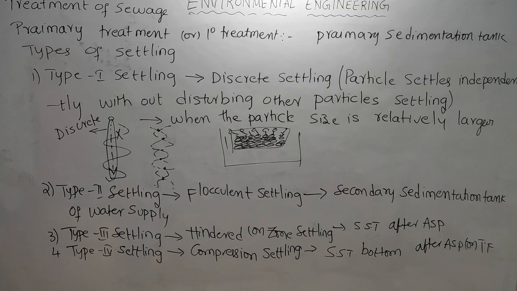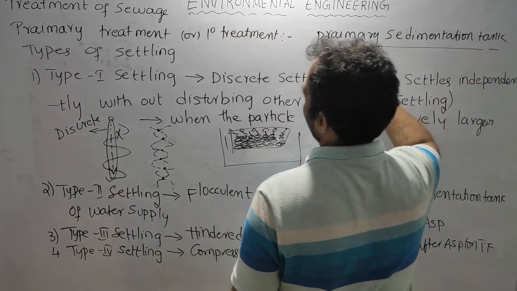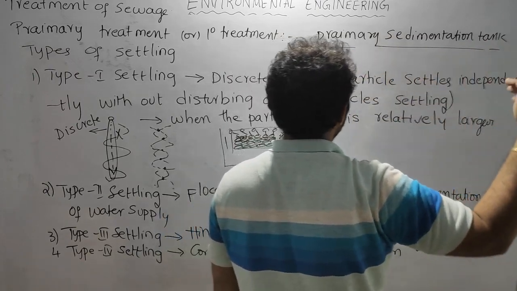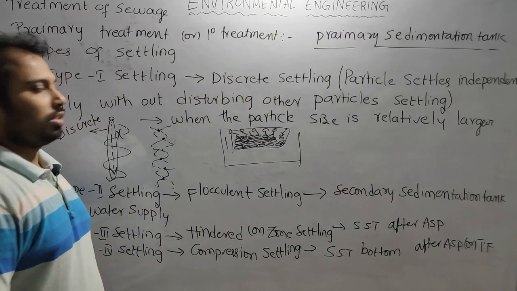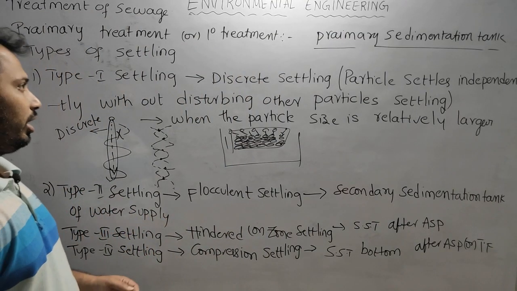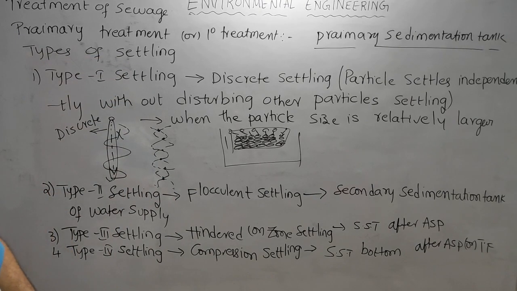So these are the different kinds of settling inside the sedimentation tank, whether in primary treatment or secondary treatment. I told you already that in first degree treatment we only consider the primary sedimentation tank, not the secondary sedimentation tank. Why, I will tell you once we complete the processes. You will understand why we don't keep a secondary sedimentation tank in first degree treatment, and why we keep it in second degree treatment.